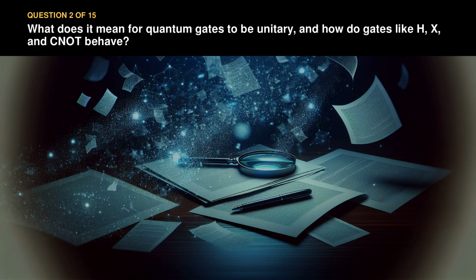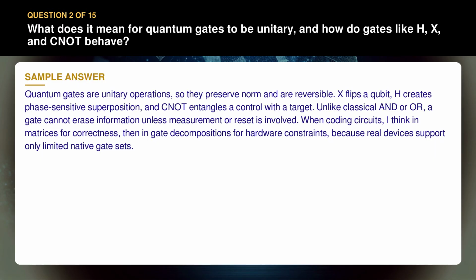Question 2. What does it mean for quantum gates to be unitary, and how do gates like H, X, and CNOT behave? Quantum gates are unitary operations, so they preserve norm and are reversible. X flips a qubit. H creates phase-sensitive superposition, and CNOT entangles a control with a target. Unlike classical AND or OR, a gate cannot erase information unless measurement or reset is involved.